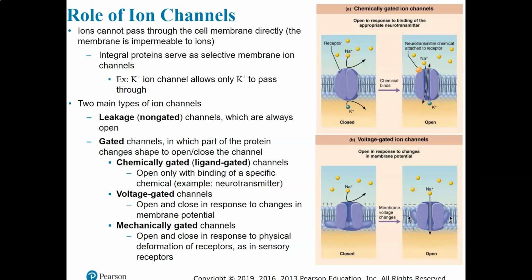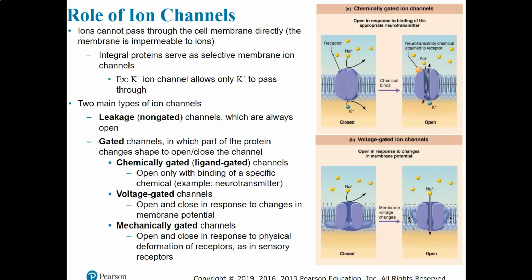Our ion channels can be selective. They can allow only certain types of ions to actually flow through. And then we can divide ion channels up into leakage channels and gated channels. Leakage channels, or non-gated channels, are just always open. For example, our cell has a lot of potassium leakage channels, which makes it permeable to potassium.